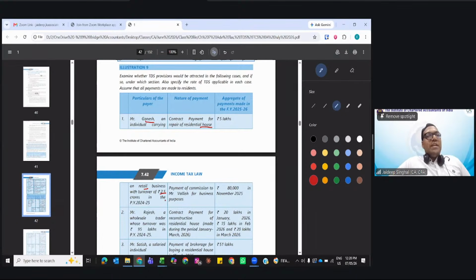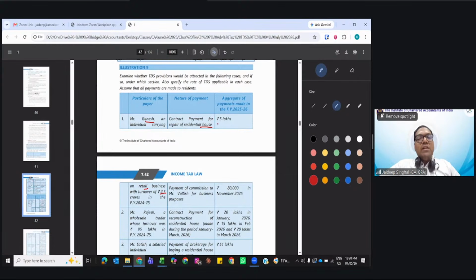First of all, is this payer covered in 194C? But the transaction is not covered in 194C. It means 194M applies whether the payer is not covered in 194C or the transaction is not covered in 194C. 194M applies. So 194C is not applicable.